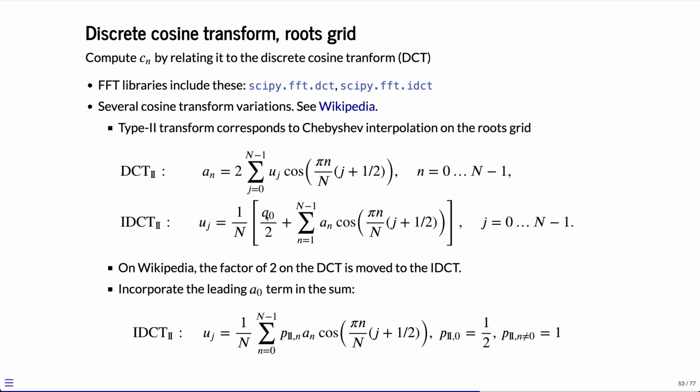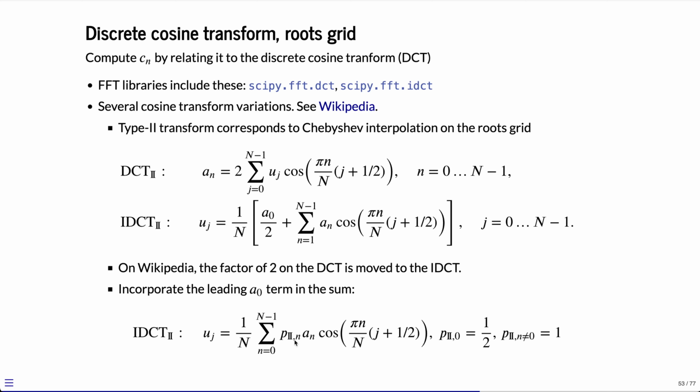Now, when n is 0, cosine 0 is 1, so we can incorporate this leading term into the summation. But if we do that, then we've got this factor 1/2 that doesn't show up here. So we just define this convenience parameter p, and when n is 0, p takes the value of 1/2, and for all other n's, p is just 1. So now we have this preferred form of the inverse discrete cosine transform right here.